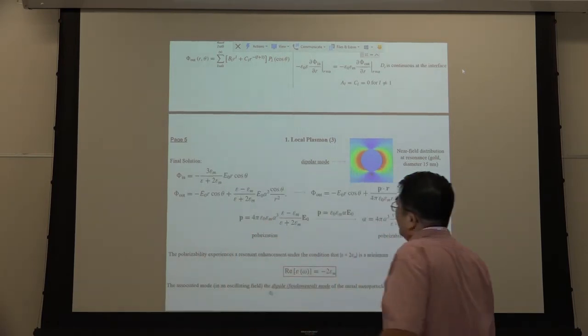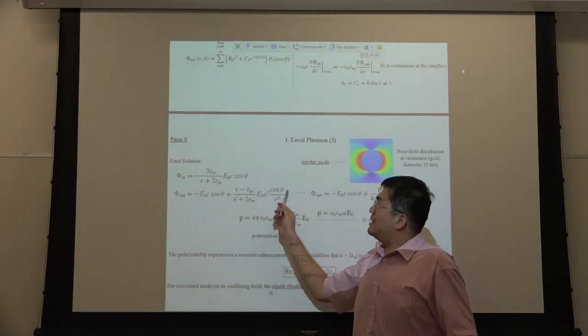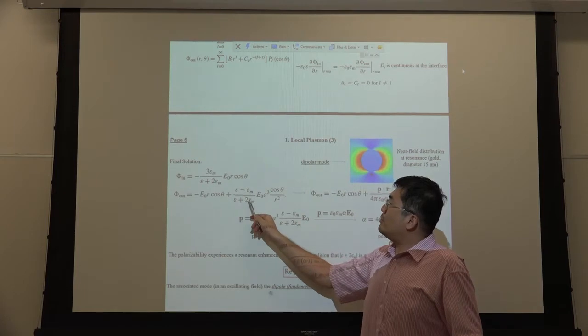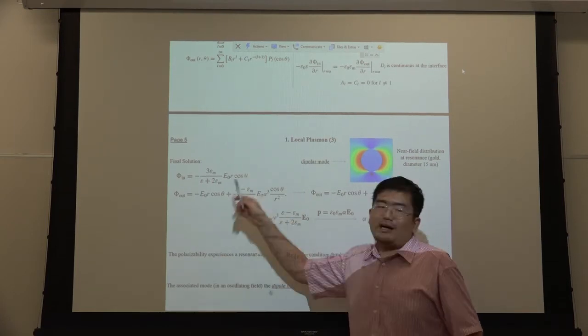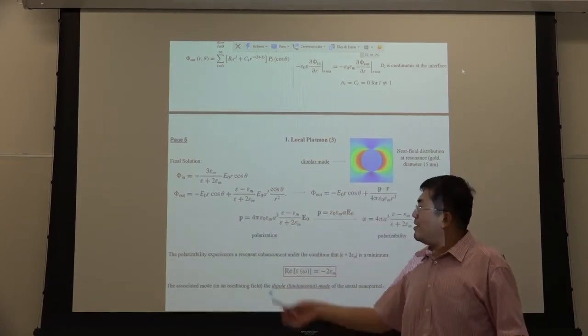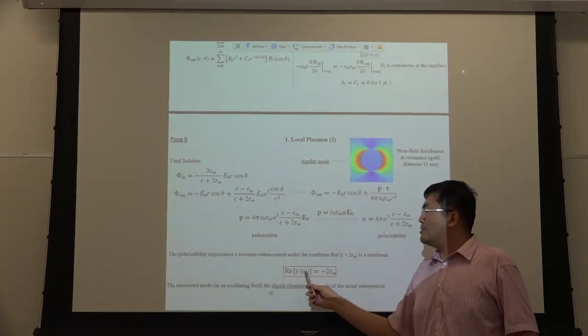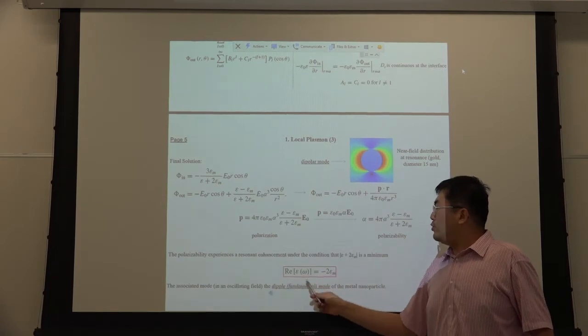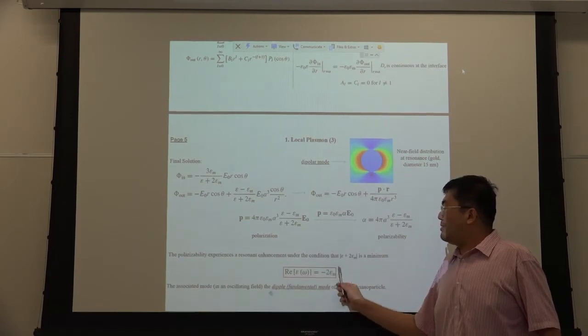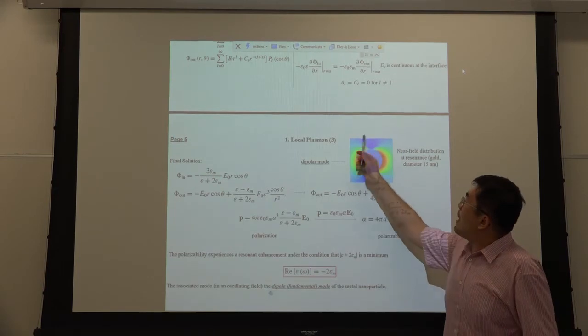But everyone should know that this incident wave is a scalar wave. When epsilon plus 2 epsilon m equals 0, this scalar wave becomes very, very large. It cannot go to infinity because they have loss. So this is the resonance condition: the real part of epsilon of the metal equals minus 2 epsilon m, where m is the dielectric.